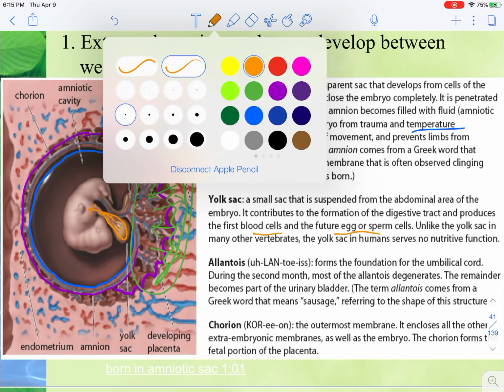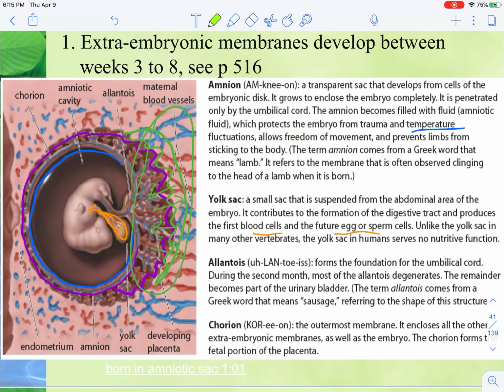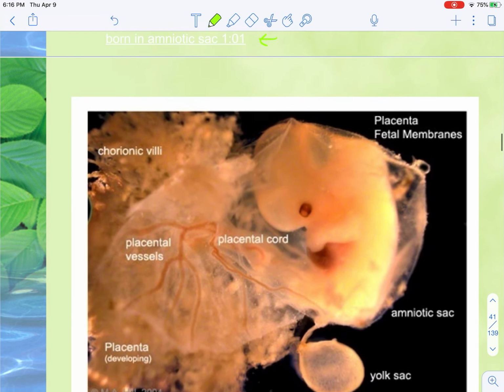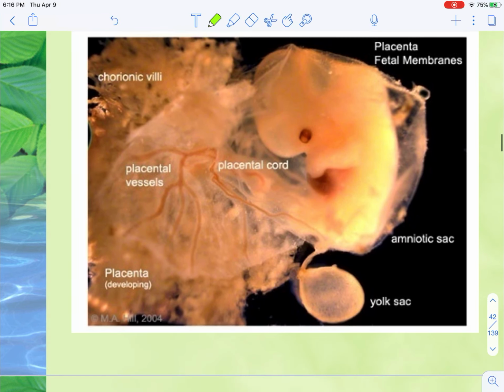The last part is the allantois, and the allantois is right here. It's going to form the umbilical cord, and you can see a structure that's thicker here that will also end up being the bladder of the baby. Don't forget to check out this interesting video clip at the bottom of our screen. Those are the four main structures of the embryo.